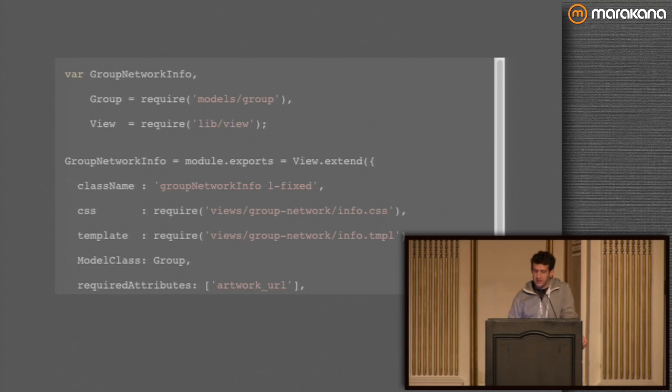This is an implementation of a simple view. We're writing in CommonJS module style, which gets converted later during a build step. But again, it's very simple. We require Group, which is our model. We require the base view class that we're using. Then we apply a class name, include the CSS from the view, include the template from the view, and declare our model class so that our base view class can instantiate it automatically. And then we have required attributes. And these are important.